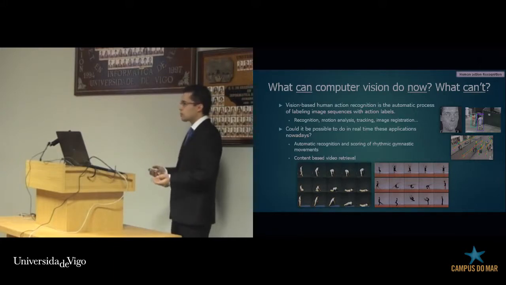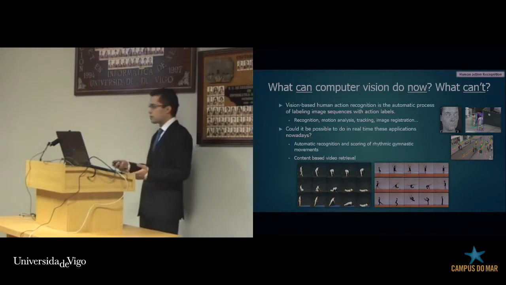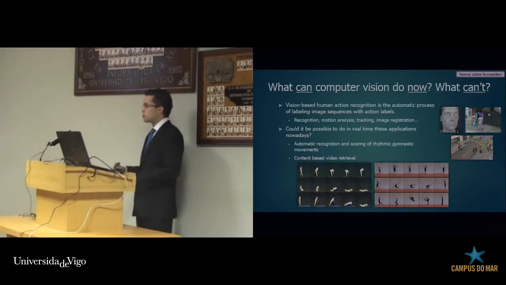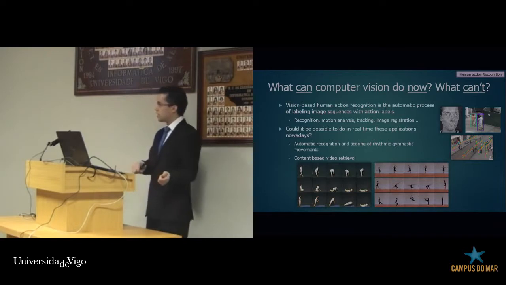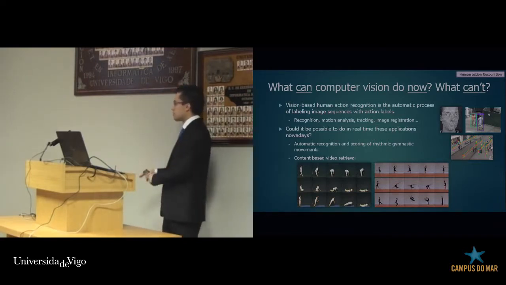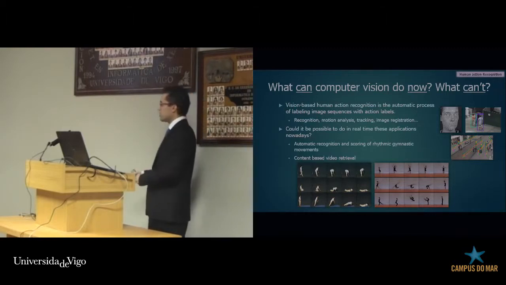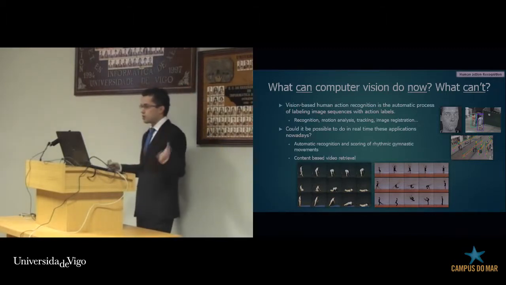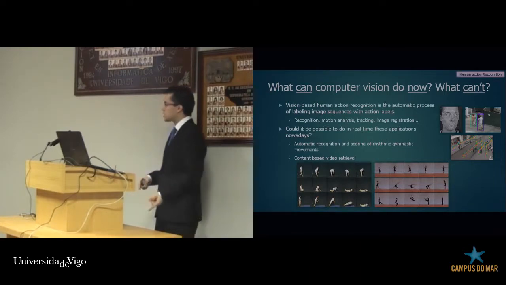When you go to some repositories like YouTube, you have to write a word. You don't use another video to search for different videos that contain the same visual information that you have. Or, for example, you could use your webcam, perform a human action, and obtain other videos that are related to that.